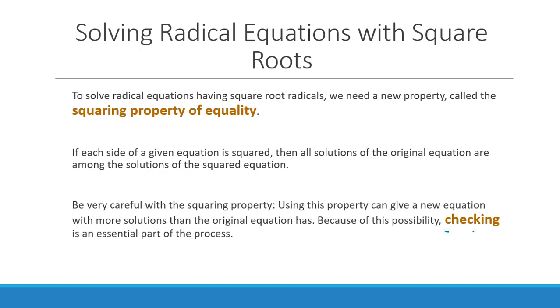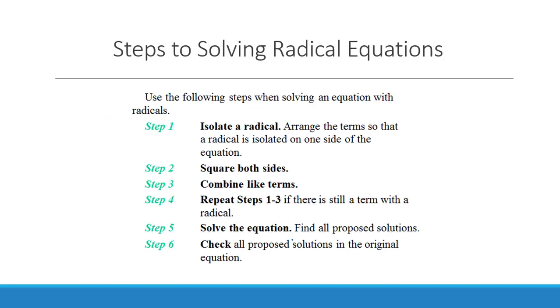This is called the squaring property of equality when you raise both sides to the second power. You do always want to make sure that you check your solution, because every once in a while, although this process will work, your solution itself will not be a solution to the radical simply because we do not have negatives underneath the radical. So let's take a look at some examples.